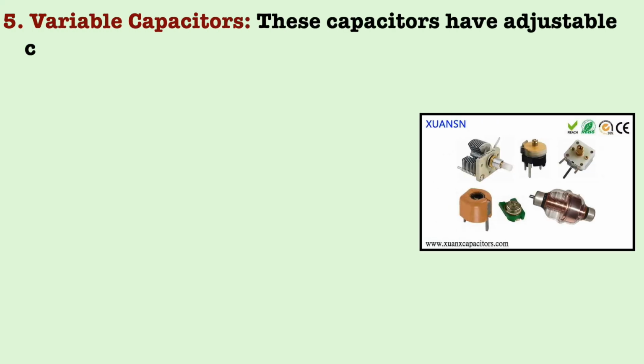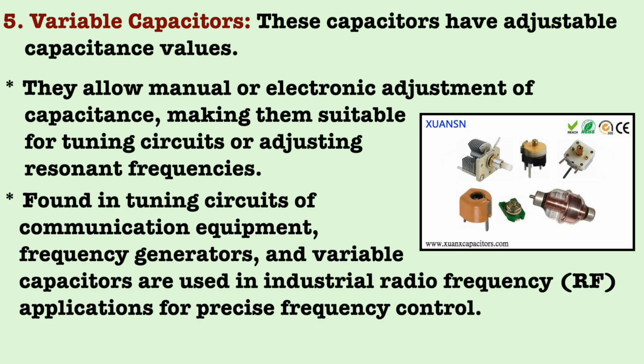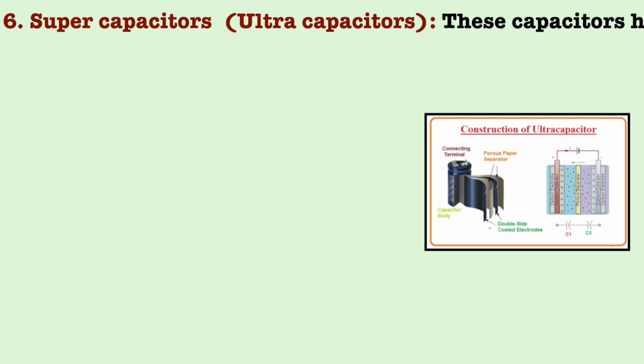Now we will discuss the variable capacitor. Variable capacitors have adjustable capacitance value. They allow manual or electronic adjustment of capacitance, making them suitable for tuning circuits or adjusting resonant frequencies. Found in tuning circuits of communication equipment and frequency generators, variable capacitors are used in industrial radio frequency applications for precise frequency control.